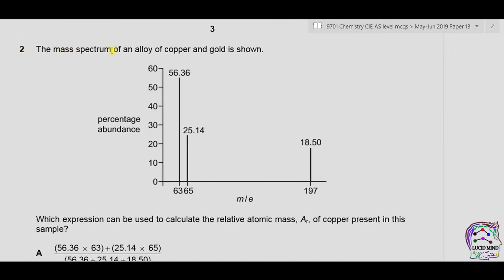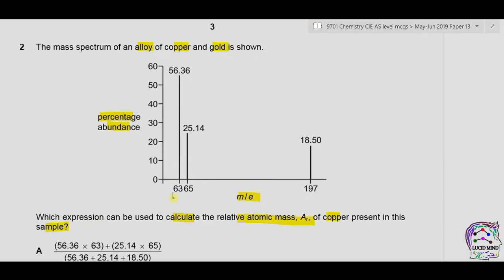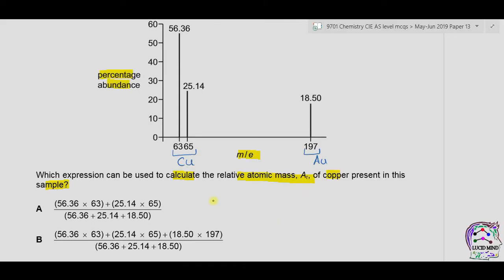Question 2. The mass spectrum of an alloy of copper and gold is shown. On y-axis we have percentage abundance and on x-axis we have mass to charge ratio. Which expression can be used to calculate the relative atomic mass of copper present in the sample? Now from periodic table we know that this is the atomic masses of copper and this is the atomic mass of gold. Now we can find the relative atomic mass by using formula.